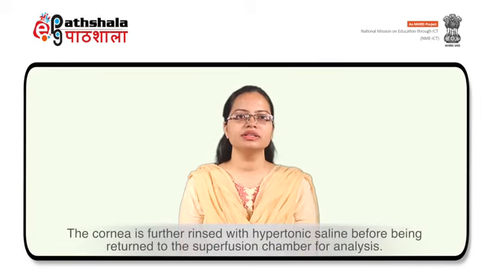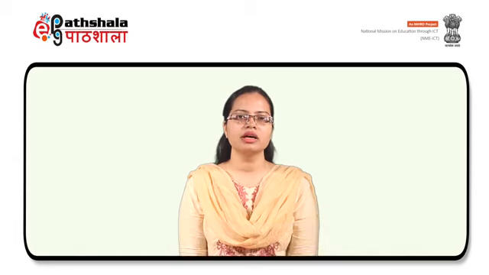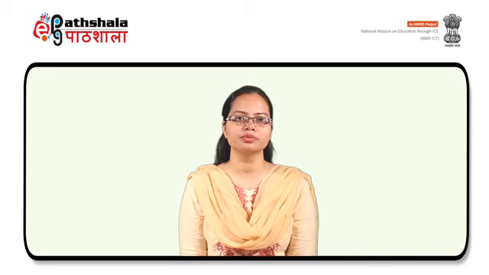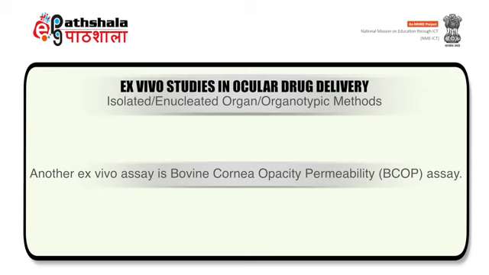The cornea is further rinsed with hypertonic saline before being returned to the superfusion chamber for analysis. Toxic effects are recorded by measuring changes in opacity, fluorescein retention, tissue thickness, and a macroscopic evaluation of the changes to the surface of tissue. Another ex vivo assay is the bovine cornea opacity permeability assay.